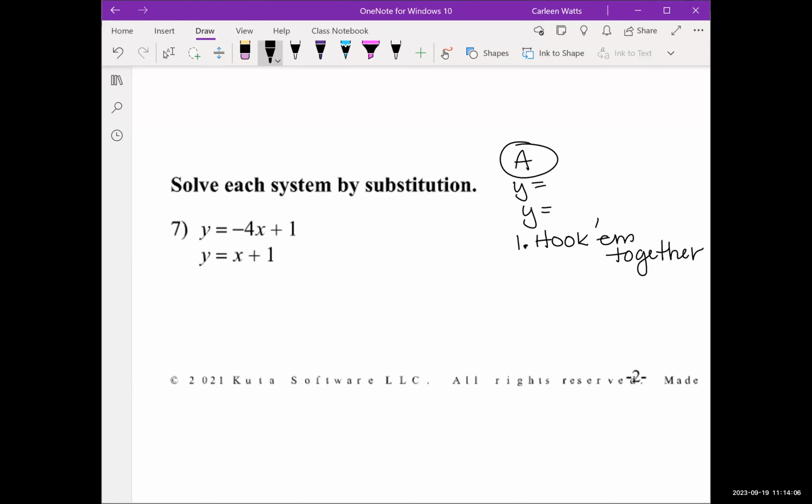Okay, now, can we see that we can hook this one? Can you see that I can replace the y with the x minus 1? Because look, they're both y. I can replace that y with what is equivalent to y. It's a lot of lines. Okay, step 1, we have, what type is it? Y equals y equals. If it's y equals, hook them together. Okay, so I'm taking out that y and replacing with x plus 1.